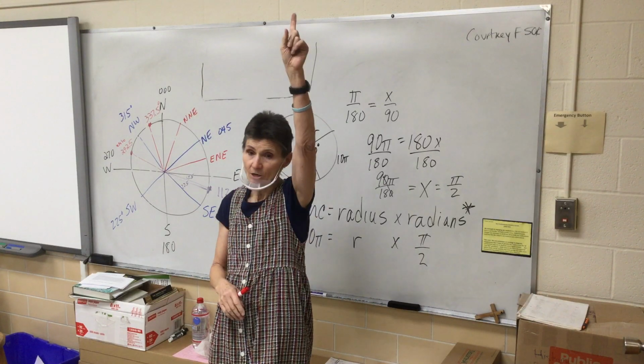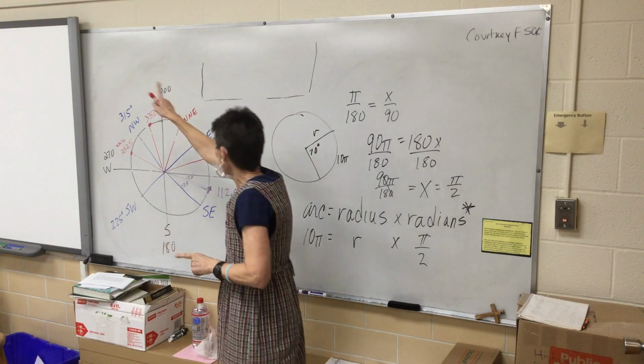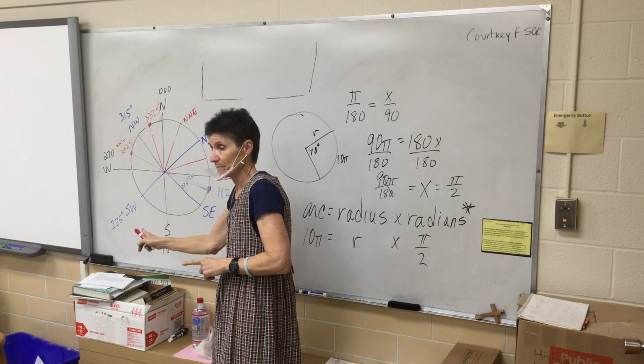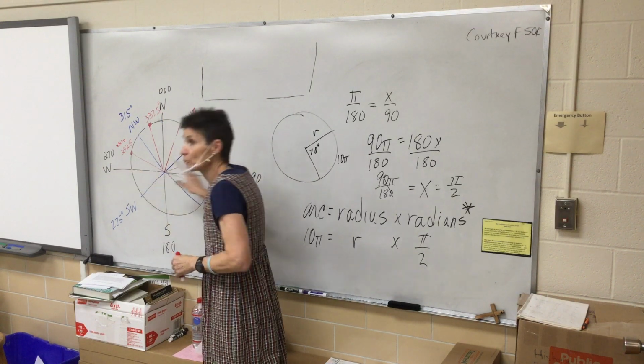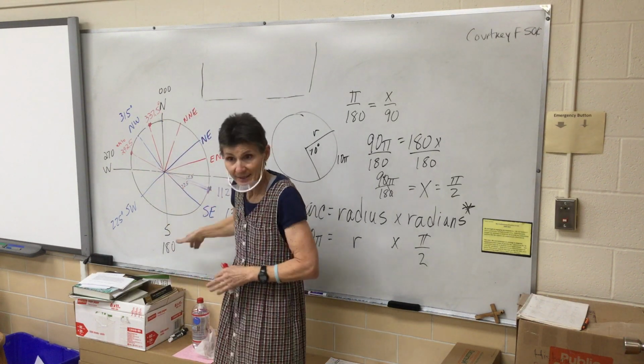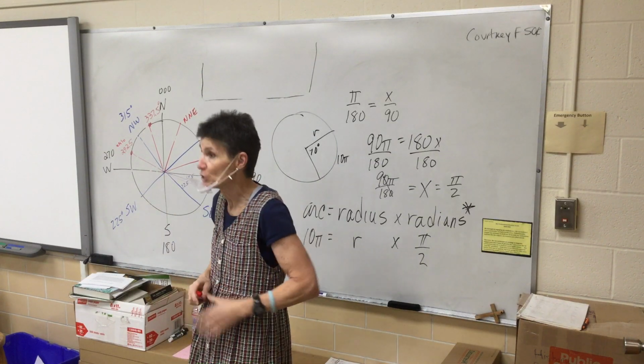Okay, so back to Ella's point, what do I need to know? Well, I gotta know it starts at north. I gotta know that's where I start, that's 0. I gotta know I go this way clockwise. And then I have to know that the main divisions are 90s, and then I can split the 90s into 45s, and then I can split the 45s into 22.5s.